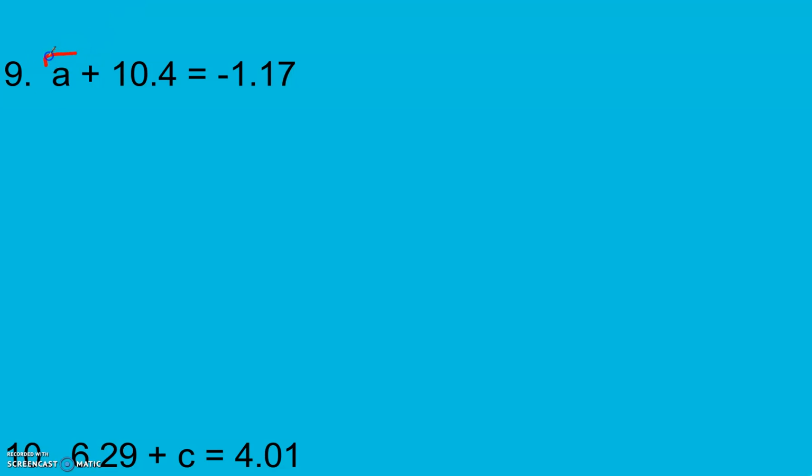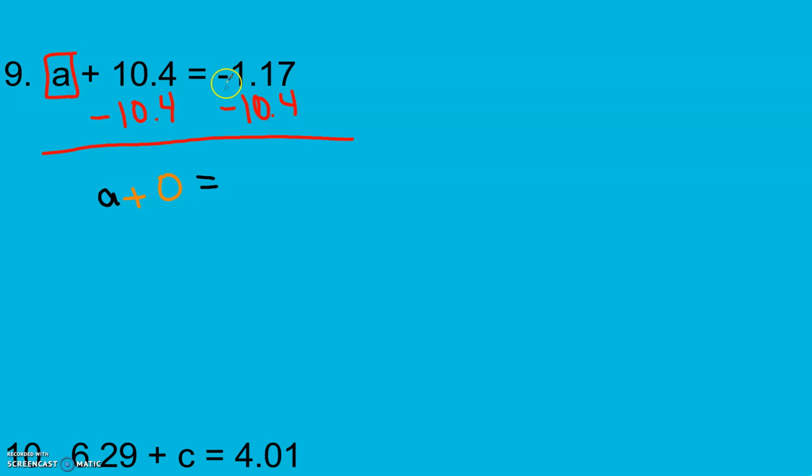Here, I have a. It's being added. We get rid of addition by subtracting. And I subtract 10.4 on the left, which means I have to do it on the right as well. I did not change my a. Number and its opposite add to 0. These are still equal. I didn't change that.